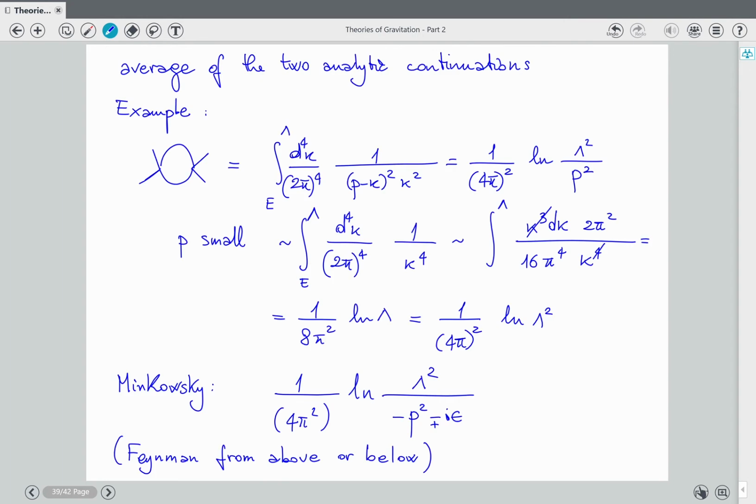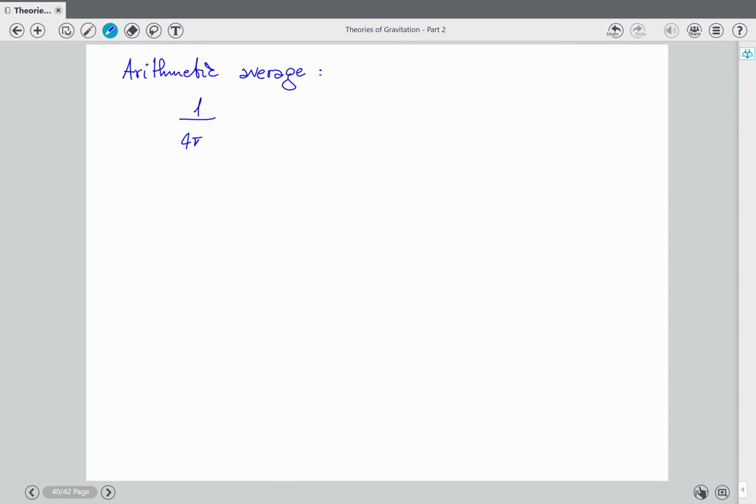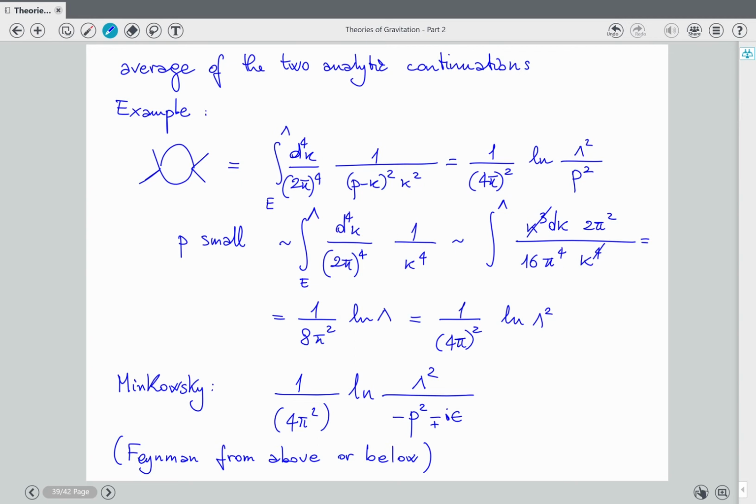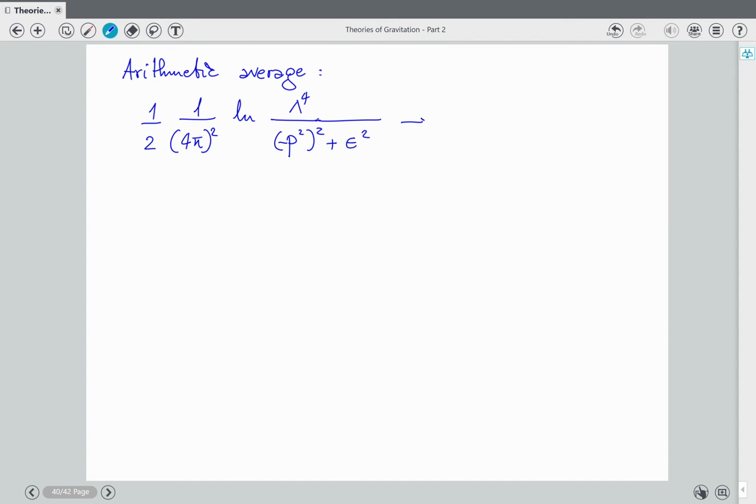And the arithmetic average of this is what? 1 divided by 4 pi squared logarithm of lambda to the fourth over p squared squared, times 1 divided by 2, or minus p squared squared if you want. Because if you take the average, you would get that kind of thing. Yes, you sum the two things, so you have that. That's like saying the logarithm of z, 1/2 logarithm of z squared, if z is minus p squared.